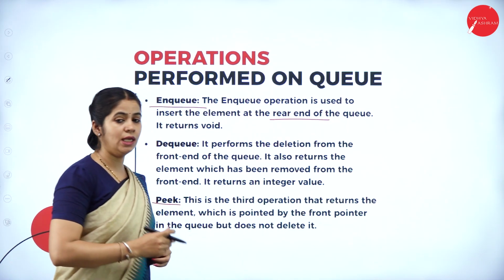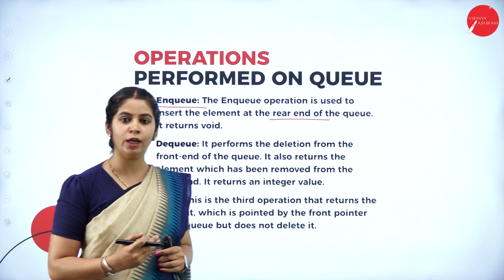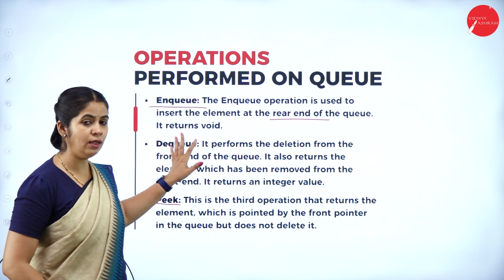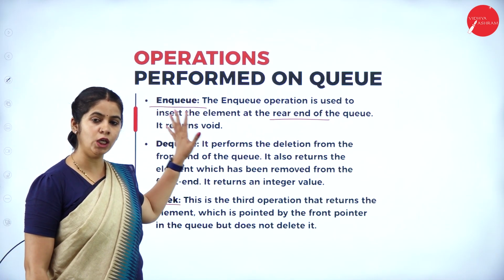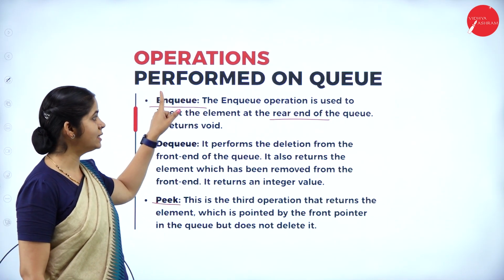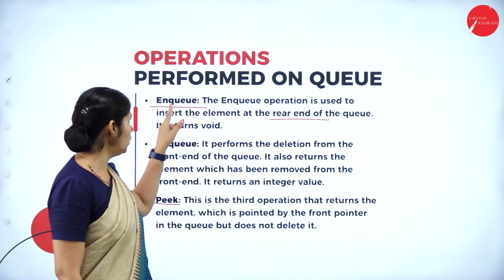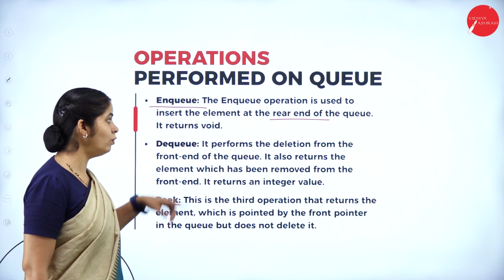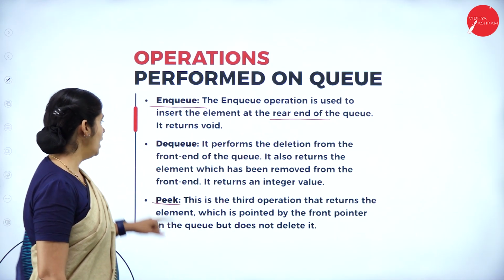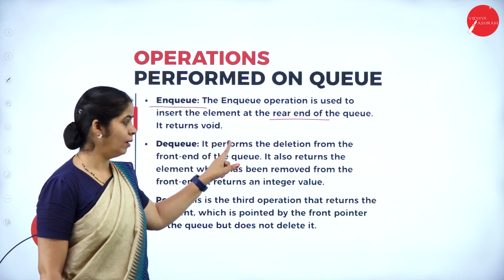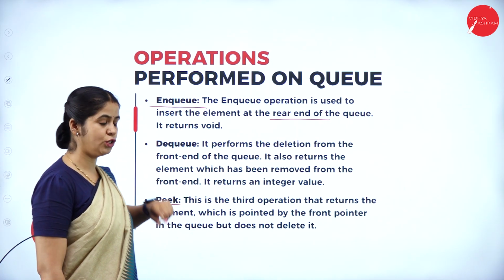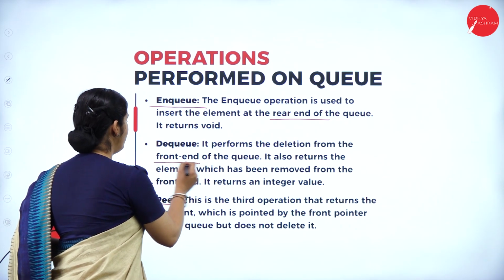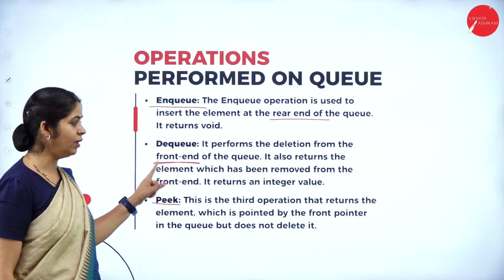We are discussing these operations on the queue with respect to the simple queue only, right? NQ is to insert the element into the queue from the rear end, and DQ is to delete. From which end does it perform the deletion operation? The front end. It performs the deletion operation from the front end.